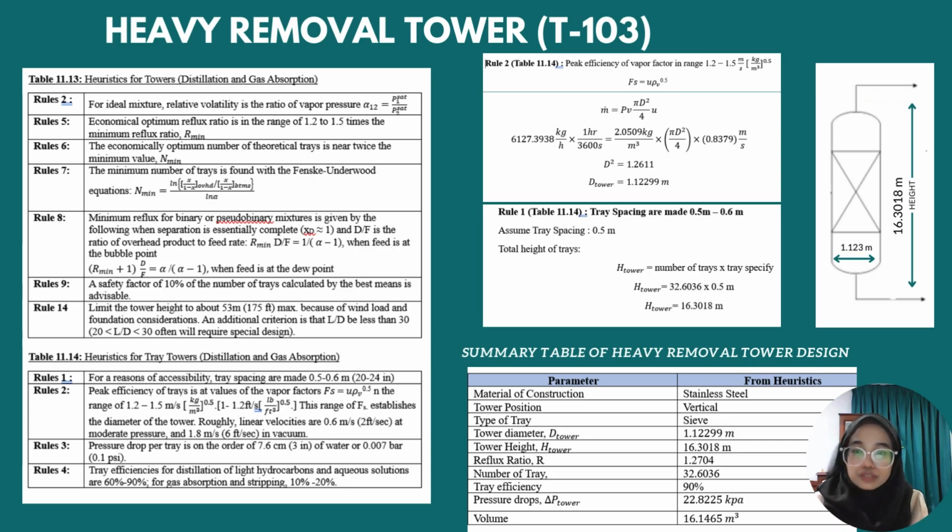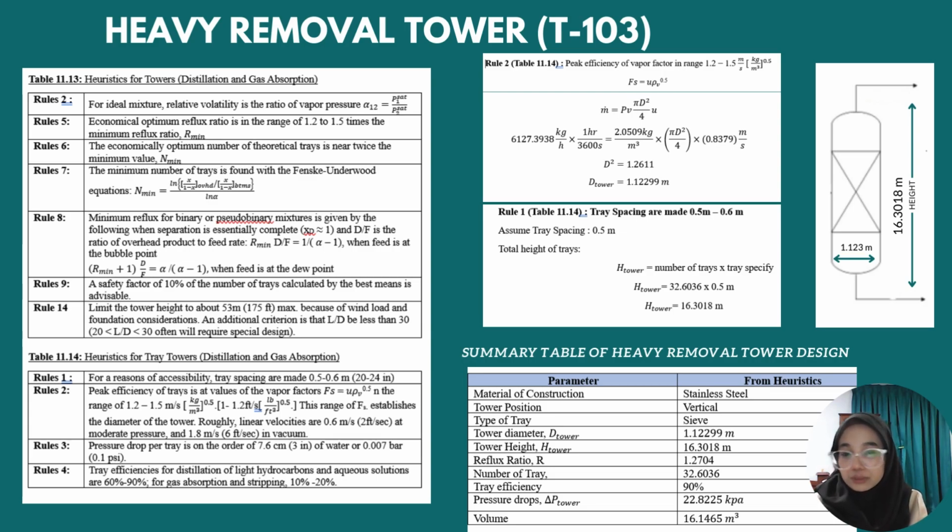So 11 rules have been employed to find the reflux ratio, number of stages, height, diameter, pressure drop, and volume. One example calculation I have used is rule number 2 to find the velocity first, and from that we can calculate the diameter of the tower using the formula shown in this slide. The diameter of the tower is 1.1229 meters.